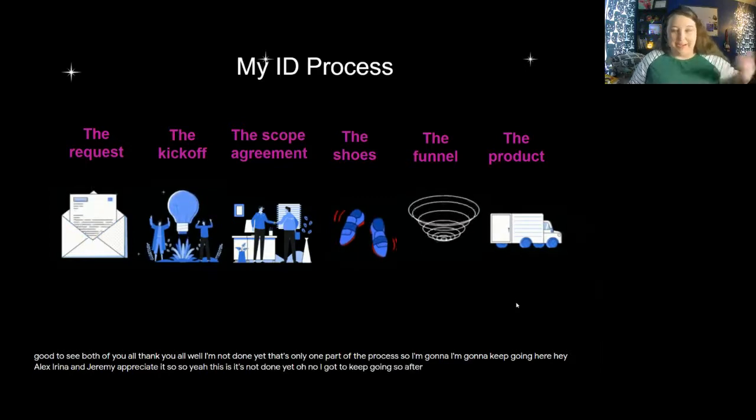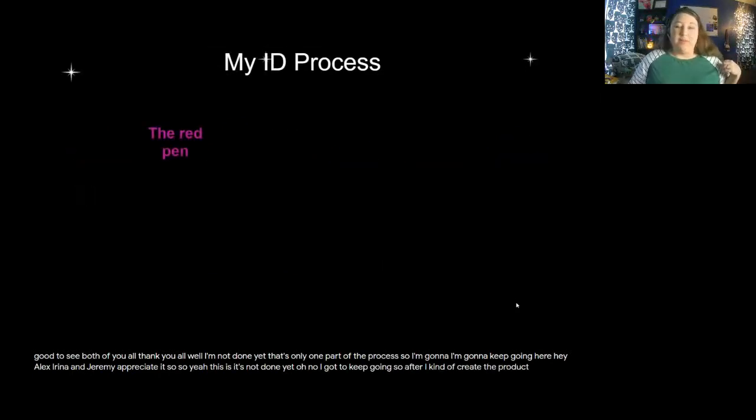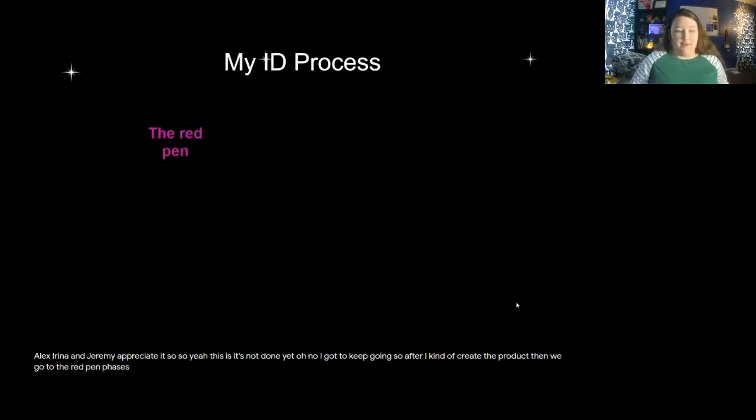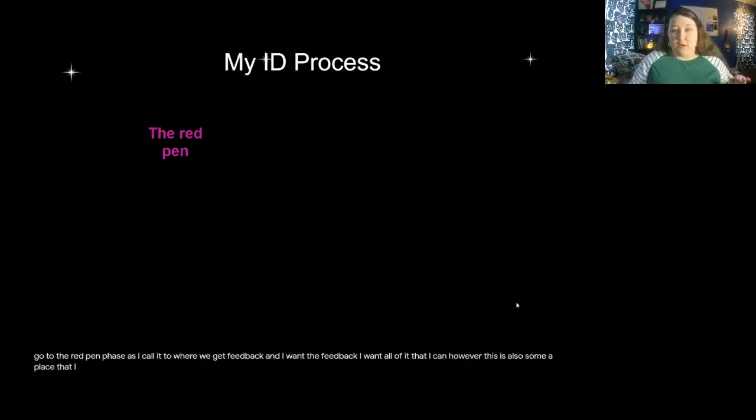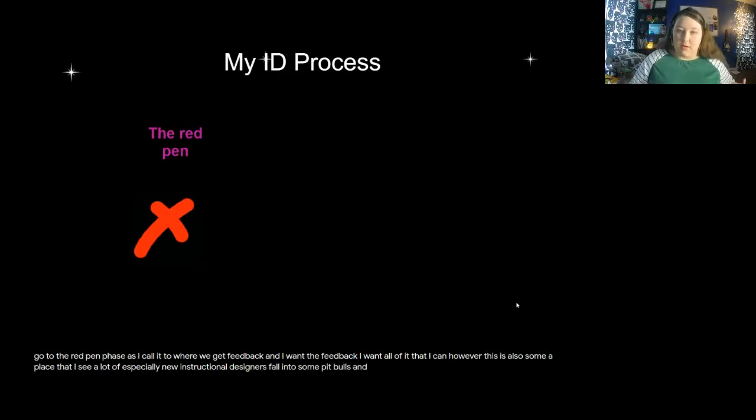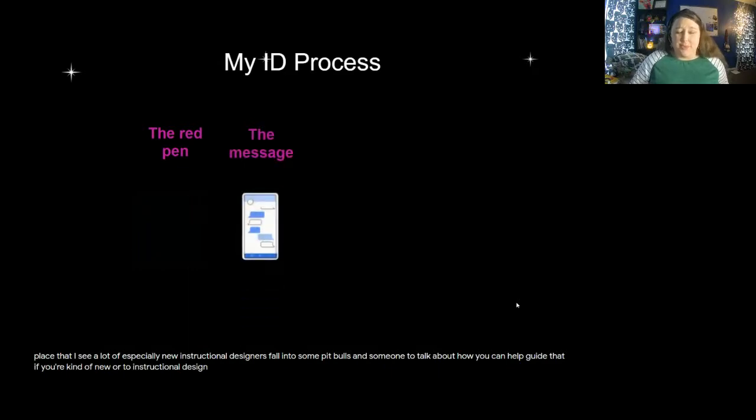So after I create the product, then we go to the red pen phase, as I call it, where we get feedback. And I want the feedback. I want all of it that I can. However, this is also a place that I see a lot of, especially new instructional designers, fall into some pitfalls. And so I want to talk about how you can help guide that if you're newer to instructional design.